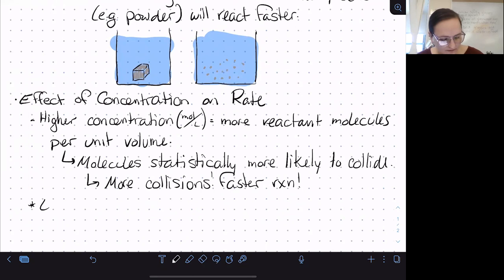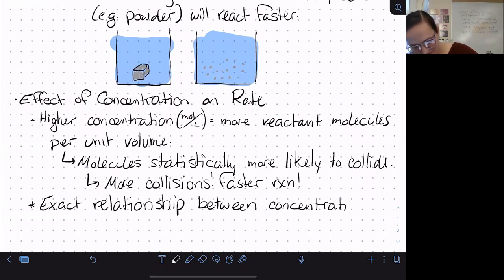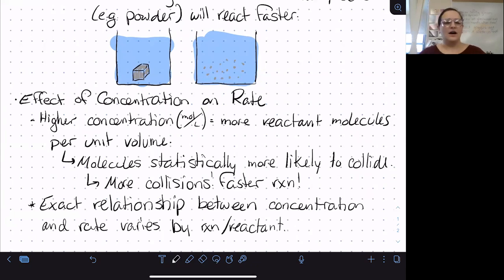So the exact mathematical relationship between concentration and rate varies, and is something we'll talk more about later. So depending upon the reaction and depending upon the reactant, exactly how they relate can differ, but generally speaking, higher concentrations lead to faster reactions.